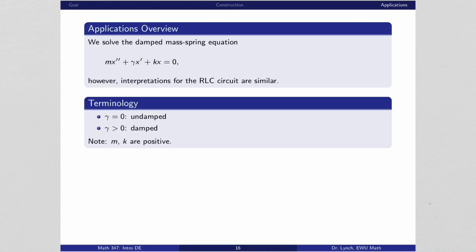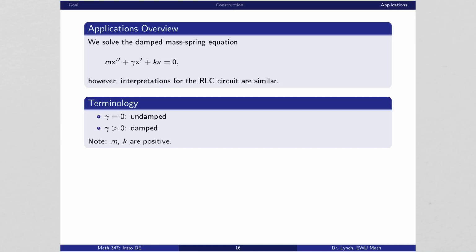which we derived the other day using Newton's second law to be mx double prime plus gamma x prime plus kx equals 0. Again, here m and k represent the mass and the spring in the system. Those are positive constants. And gamma represents a damping. You can think of the gamma equals 0 case as being undamped, whereas the gamma positive case is a damped oscillator, or a damped harmonic oscillator. So here, again, we'll take the constant gamma to be non-negative.